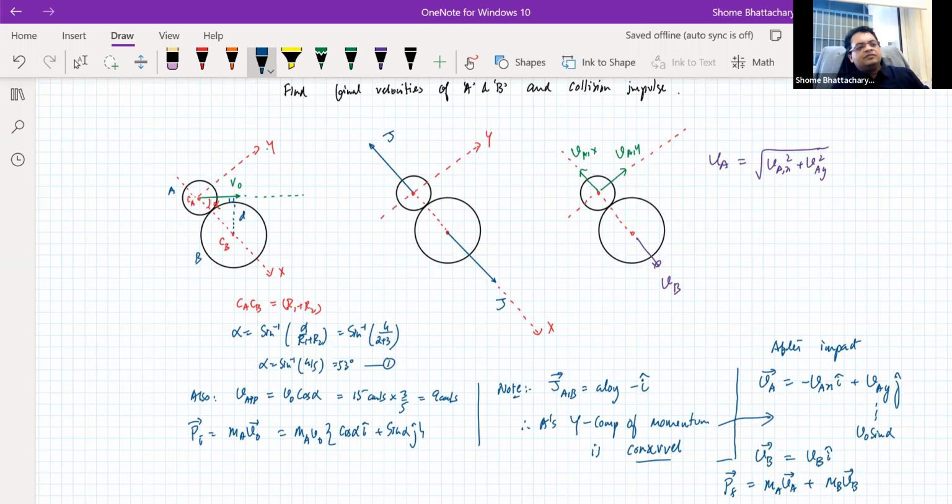When I compare the final momentum with the initial momentum, that will give me one additional equation, from which I will get one relation between VAX and VB. And VAY I already know. So now I'm down to two unknown quantities, VAX and VB, and one equation which I've got from momentum conservation between them. The other equation I'll have to get from the coefficient of restitution.